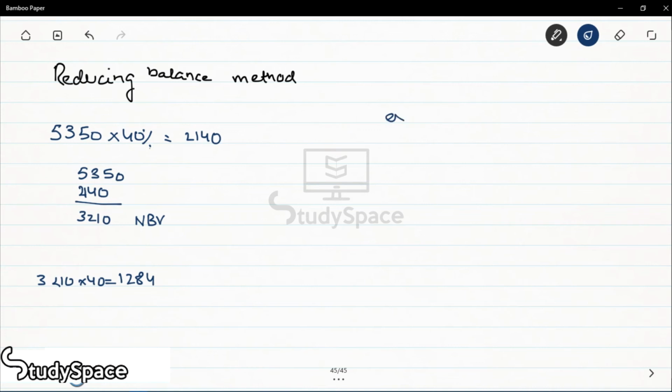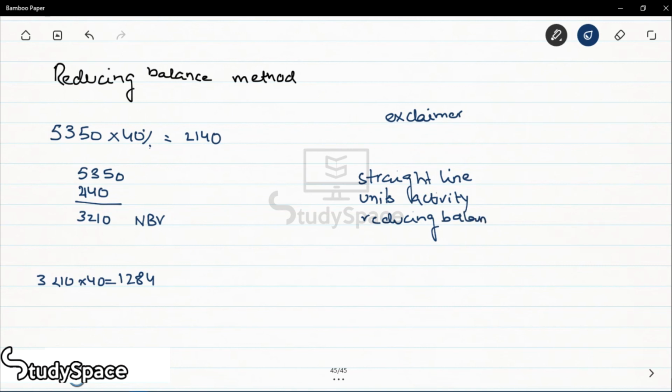The disclaimer here is that the numbers I used for the reducing balance method are a self-generated example, and they may not be accurate, as all the examples were just to explain how the methods should work and how these three methods will be used. These numbers may not add up, but at all times your result from the straight line, the units of activity, and the reducing balance method will be the same. Your depreciation per year may vary, but your total depreciation will always be the same. These methods are just a way of distributing that depreciation over a certain period of time.